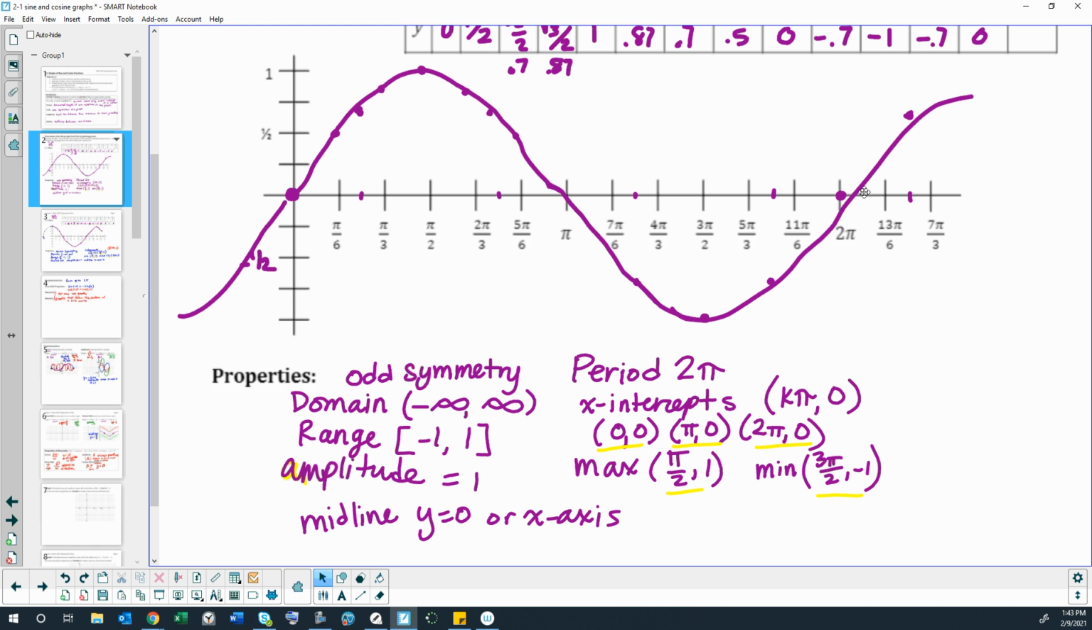Alright, we're going to go on and look at the cosine graph and see in what ways it's the same and what ways it is different.